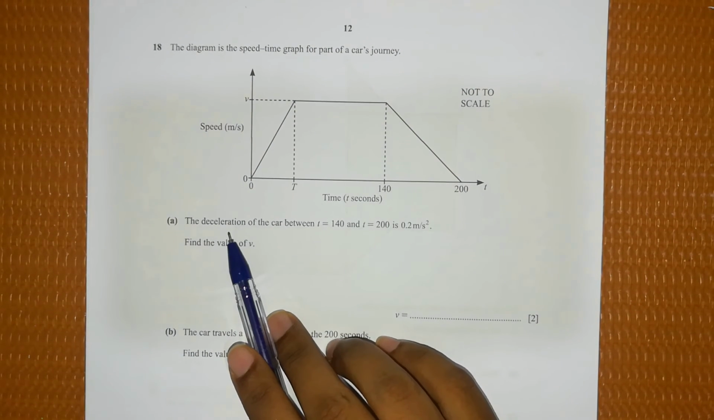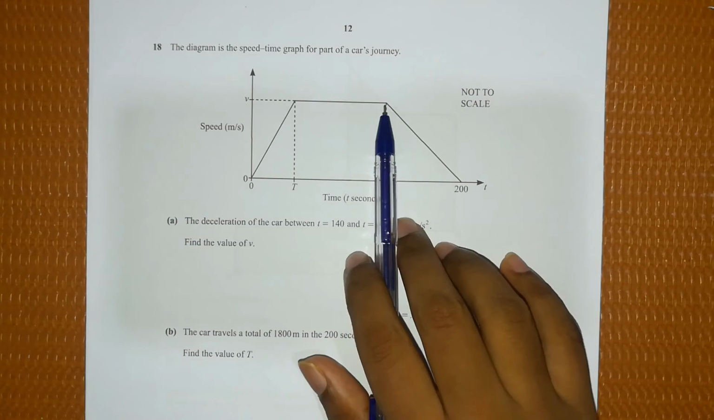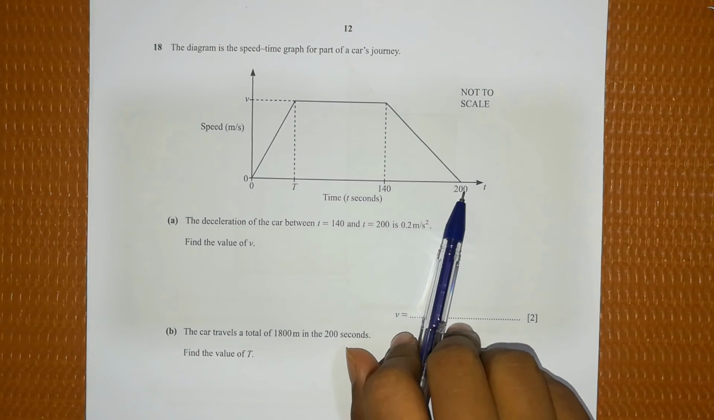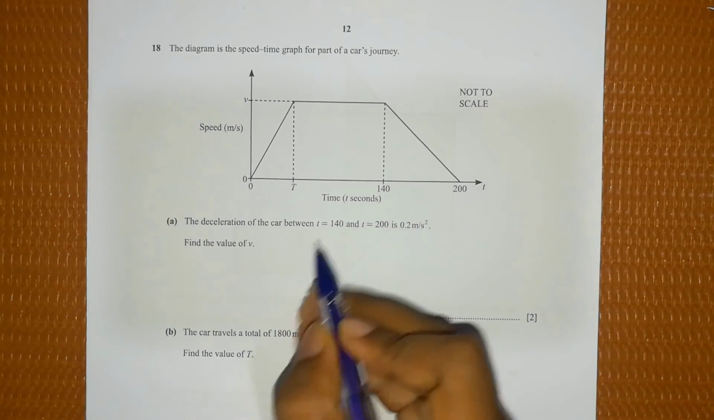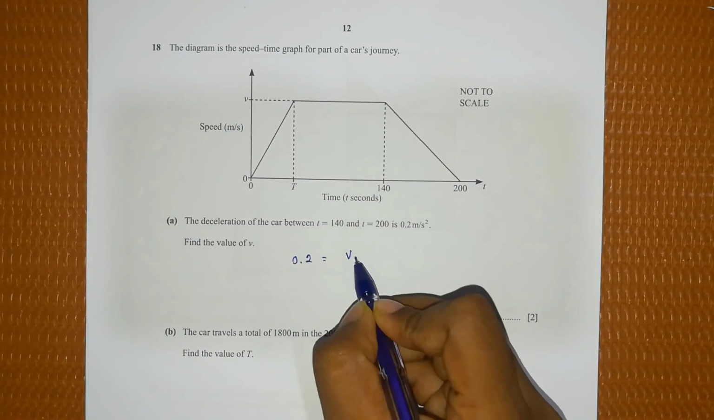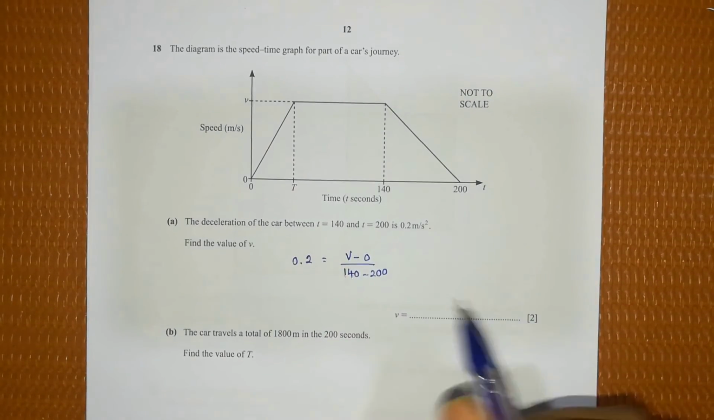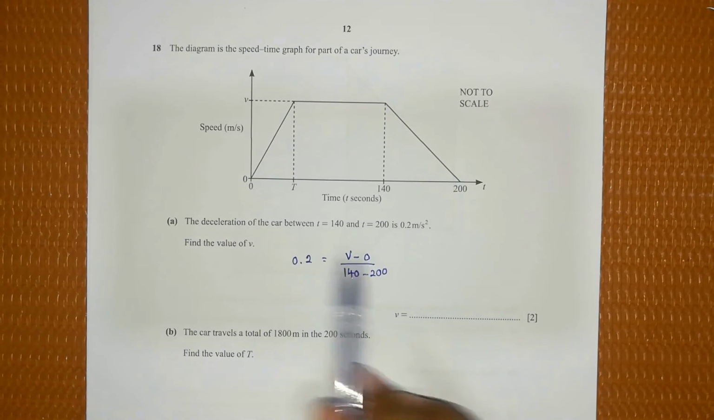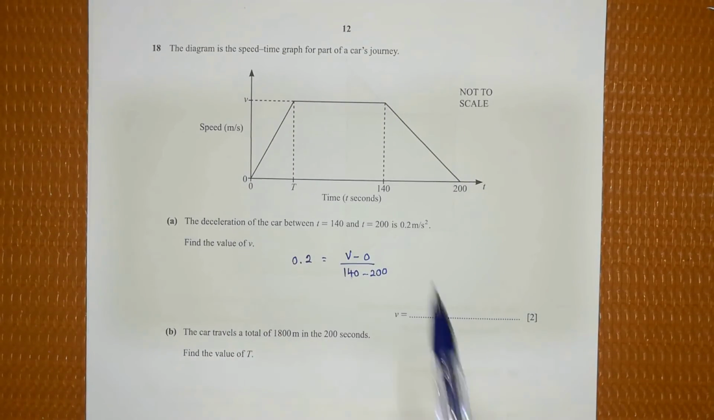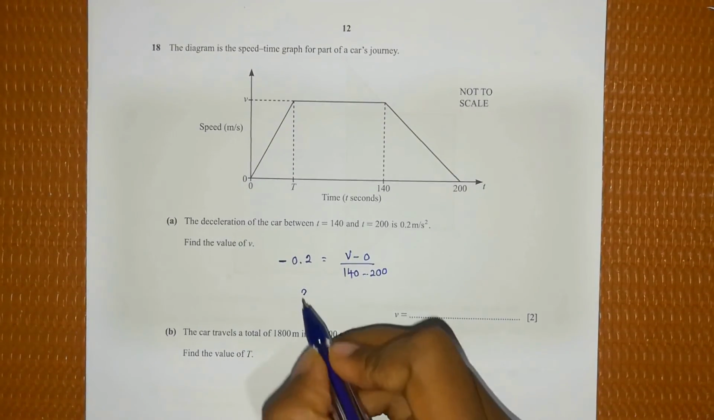Normally the deceleration is the change in speed. So when the time is 140, the speed is v. When the time is 200, the speed is 0. So the deceleration, which is equal to 0.2, is v minus 0 divided by 140 minus 200. Don't worry, you will get a negative number. That's why they say deceleration. You just have to consider the number. So we take negative 0.2 here.